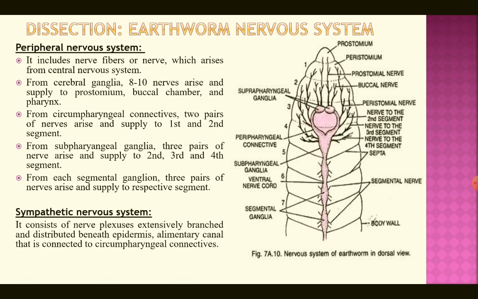The sympathetic nervous system mainly consists of the nerve plexus, that is the network of extensively branched nerve fibers distributed beneath the epidermis and the alimentary canal, which is connected to the circumpharyngeal connectives.